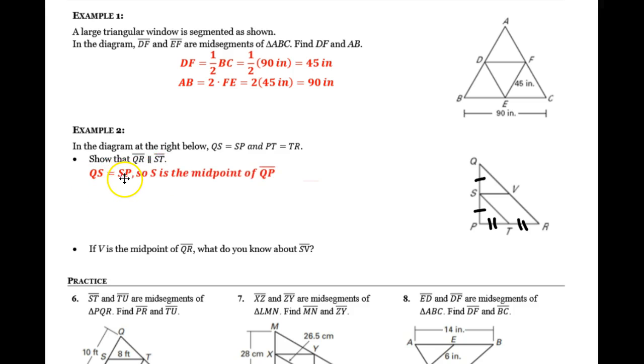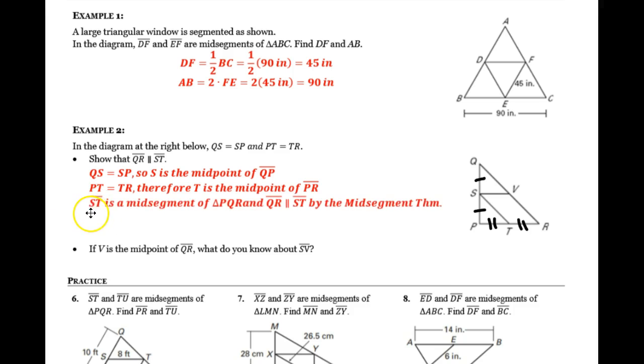So if QS equals SP, then S must be the midpoint of QP. And if PT equals TR, T must be the midpoint of PR. So ST is a midsegment. ST is our midsegment. And therefore QR must be parallel to ST by our midsegment theorem.